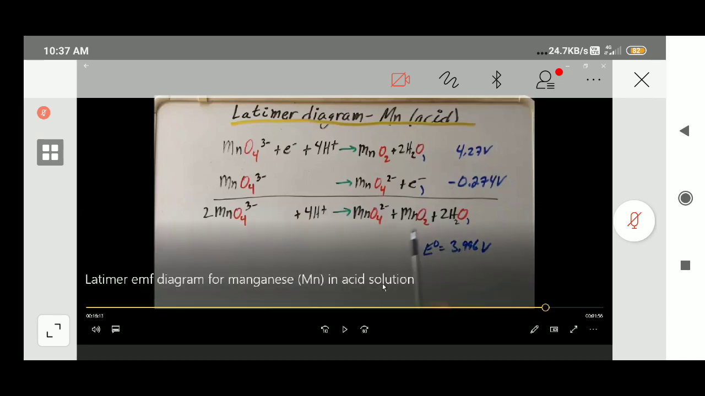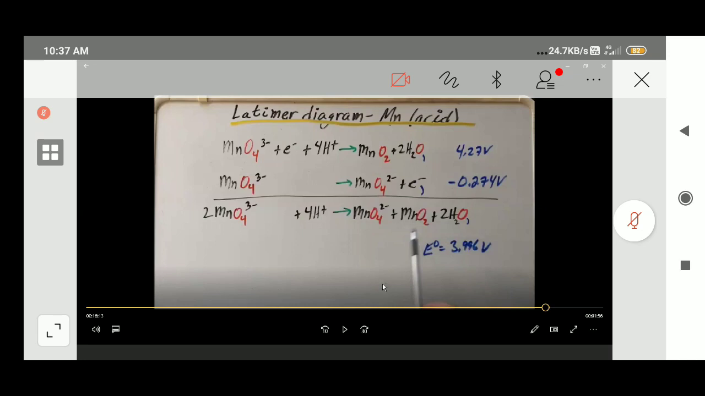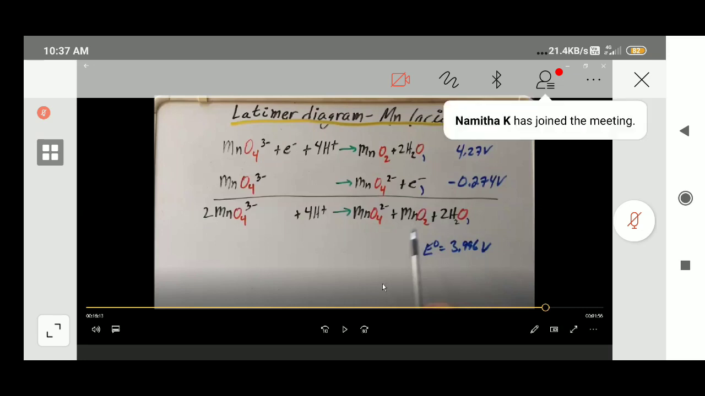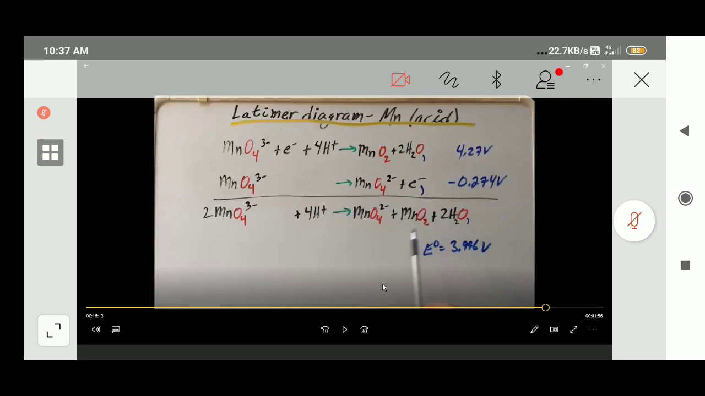In the previous iron example, we saw how to calculate the E naught value for something which is not readily available or not able to be measured directly. We converted them into delta G values and then added the delta G values, then normalized with the number of electrons, and we got the standard reduction potential for those conversions where it is difficult to get the direct values, that we saw earlier.